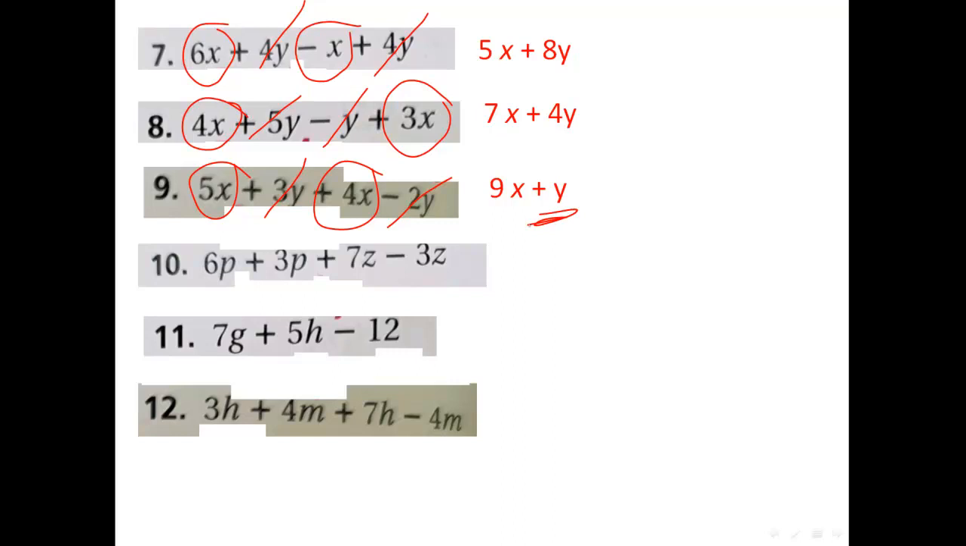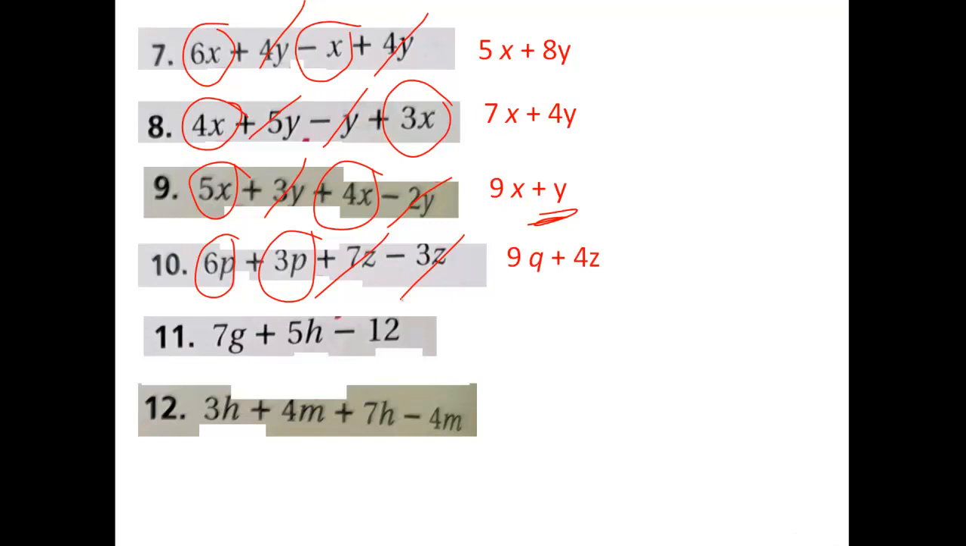Question 10. 6p plus 3p plus 7z negative 3z. So we will take p together, 6p and 3p. Both of them are positive, so we add 6 plus 3, 9p. And for the z, we have 7z and negative 3z. Positive 7, negative 3. So it will be minus, different sign means minus, 7 minus 3. This equals 4z.